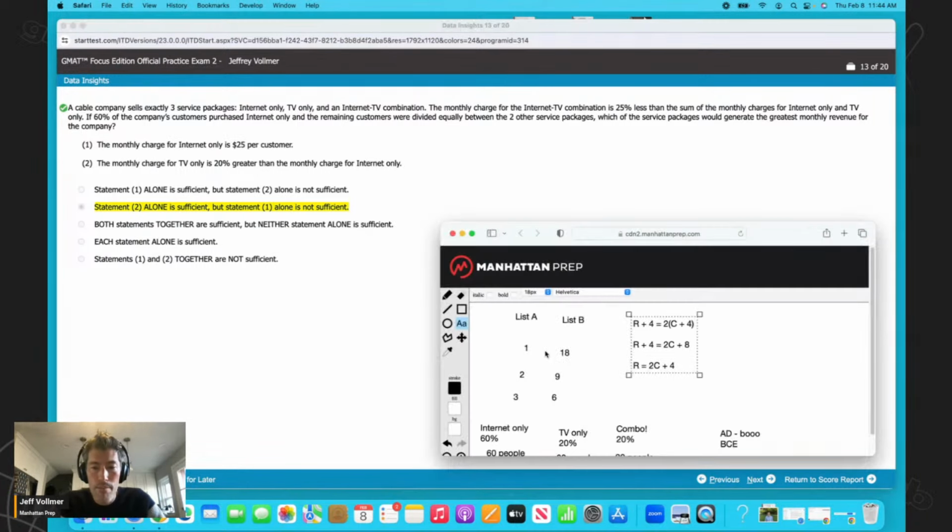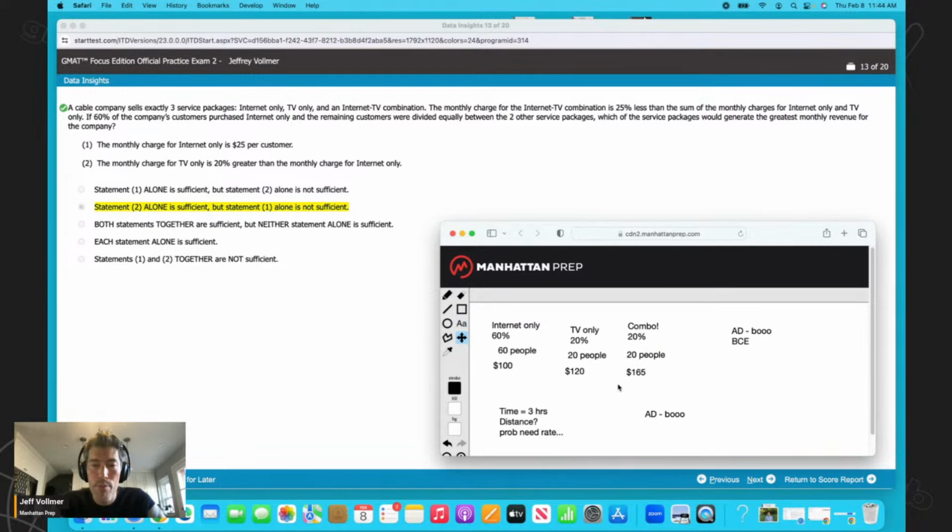Yeah, had the whiteboard up for this one, kind of tested some cases. I think this one's a potential trap for people thinking you need a number, and you don't need a number, right? It's just which one would generate the greatest monthly revenue, and so you can kind of compare percentage-wise, right? Which ones are greater. You don't need specific values. You need these proportional values to one another, and that's why statement 2 ends up being sufficient.